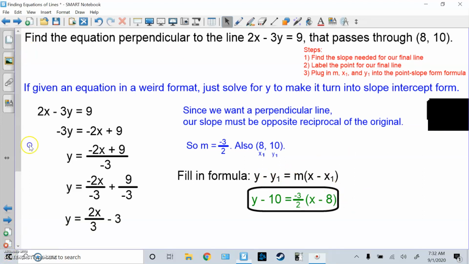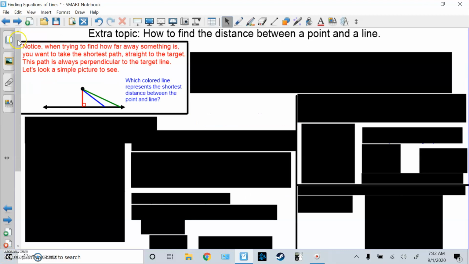All right, last slide. Now this is an extra topic that's kind of difficult for pre-AP really, but how to find the distance between a point and a line. So first, let's notice when trying to find how far something is away from something, you want to take the shortest path, which is straight to the target. So the path is always perpendicular to the target line. So here's the simple picture. If I have this dot, this point, and this line, what's the fastest way to get from the dot to the line? It's to be straight down.